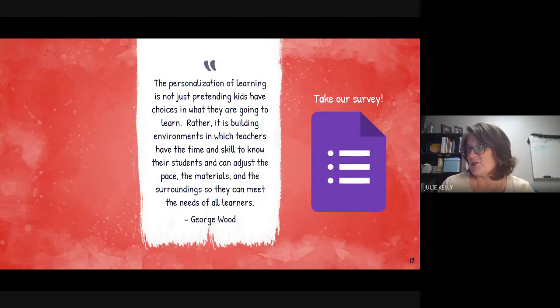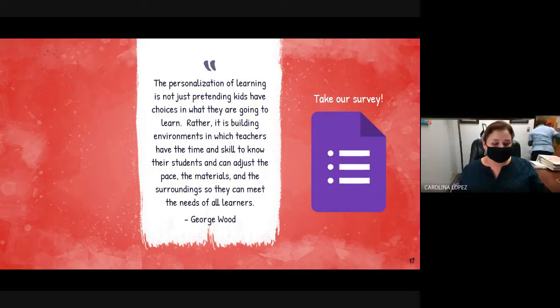The personalization of learning is not just pretending kids have choices in what they're going to learn. Rather, it is building environments in which teachers have the time and skill to know their students. That's that personalization. Know their students and can adjust the pace, the materials, and their surroundings so they can meet the needs of all learners. And that's what crafting a playlist is all about.